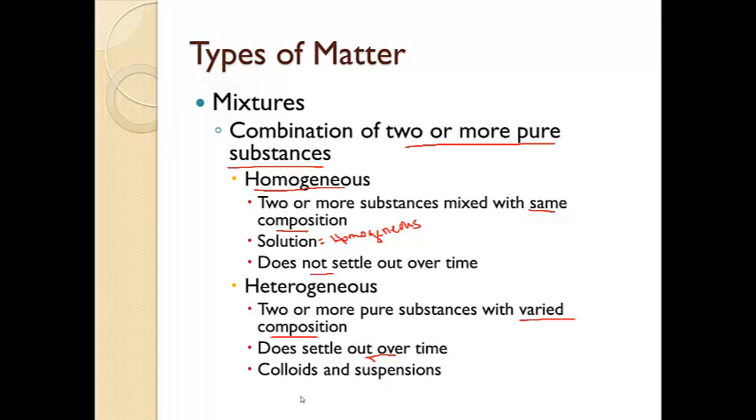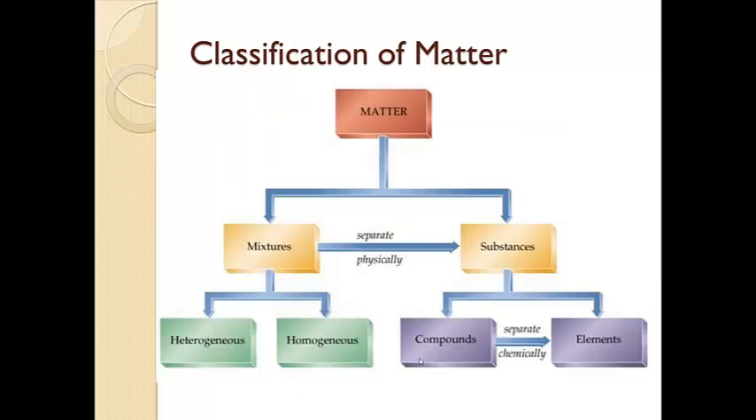So just so you have a visual flow chart with this, we can divide all matter into two categories, mixtures and substances. Mixtures can further be broken down into heterogeneous and homogeneous. If they settle out, it's heterogeneous. If they don't settle out, if they stay mixed, they're considered homogeneous.